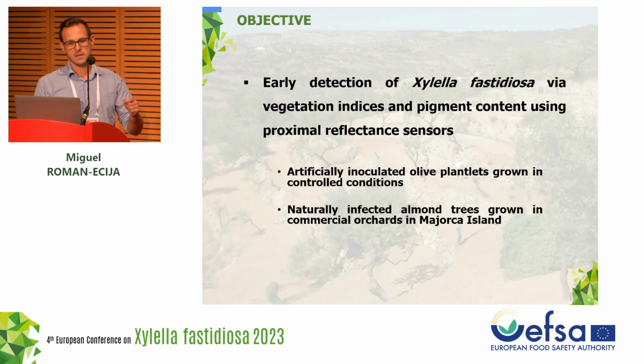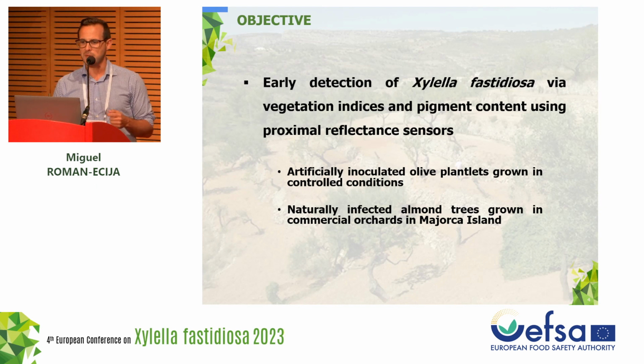So the objective of this study was the early detection of Xylella fastidiosa via vegetation indices and pigment content using proximal reflectance sensors. And we did this in 2 scenarios: in artificially inoculated olive plants in controlled conditions, and in naturally infected almond trees in a commercial orchard in Mallorca.